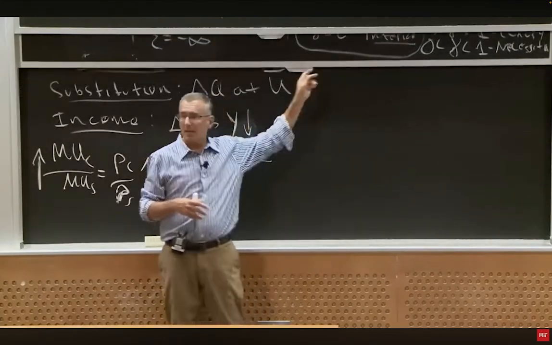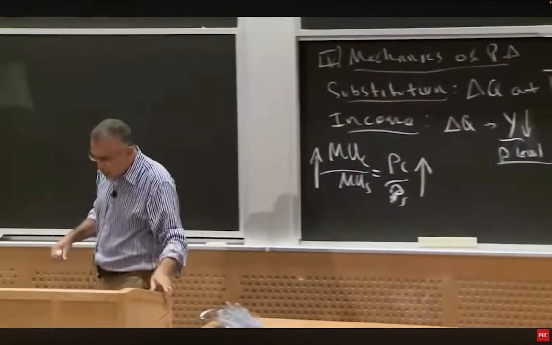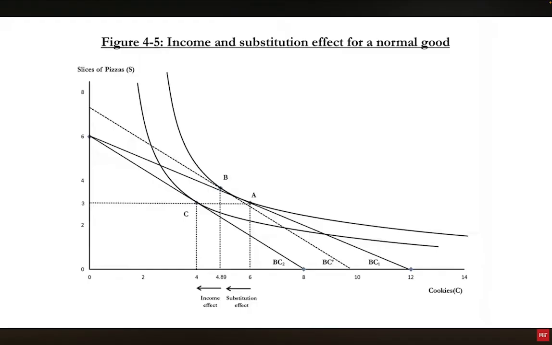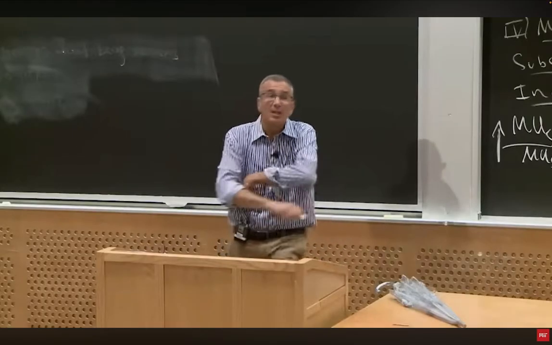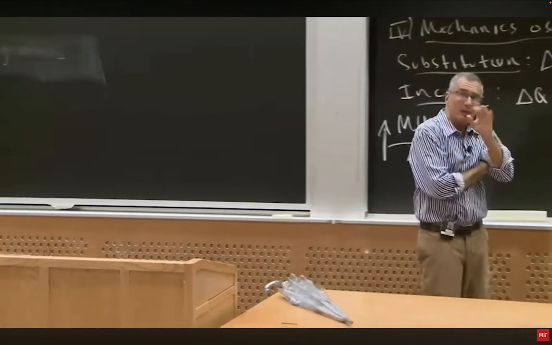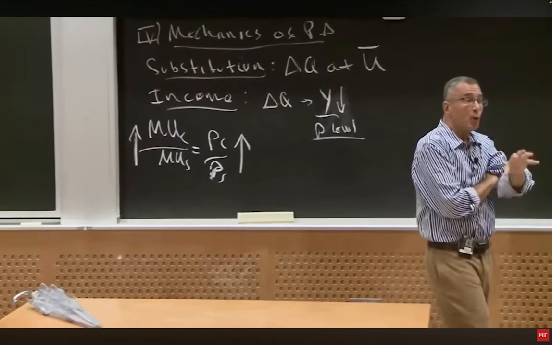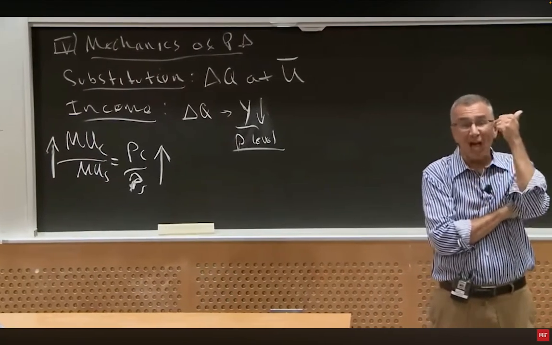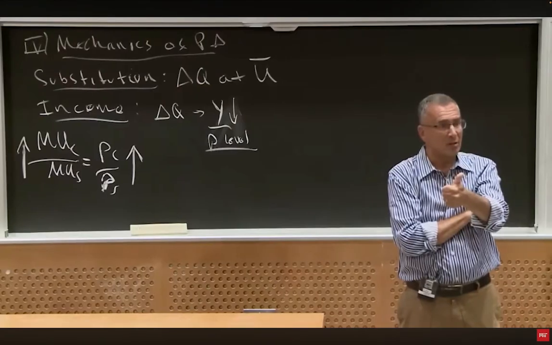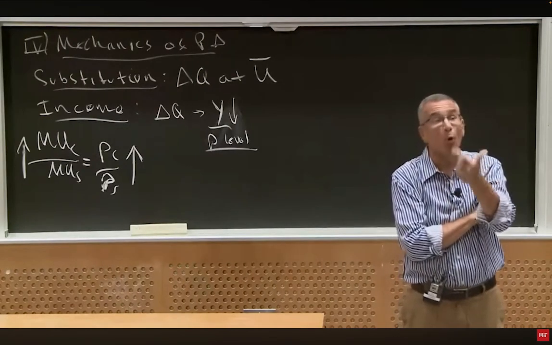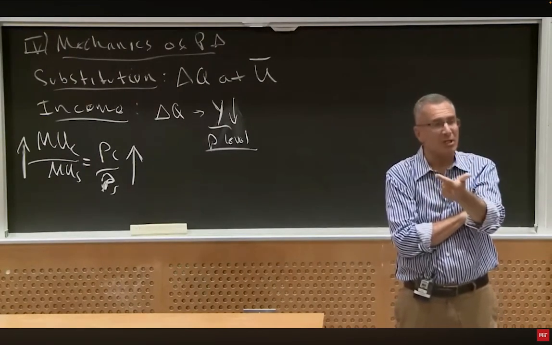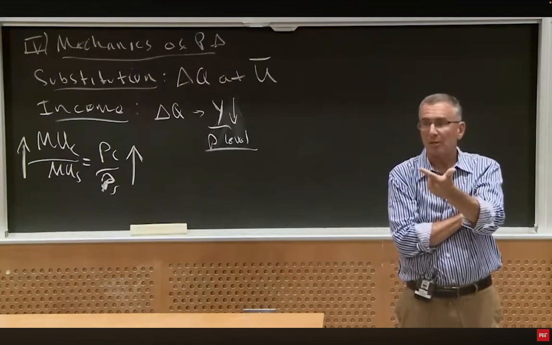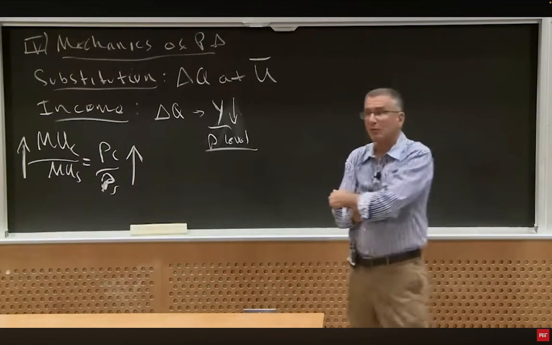Okay? In the case we're showing here, in figure 4.5, this is a normal good. So the income effect works in tandem with the substitution effect. The substitution effect, you want fewer cookies for two reasons. Here's the key intuition. You want fewer cookies for two reasons. First, cookies are a worse deal. The opportunity cost of cookies has risen. Second, you're effectively poorer. Your opportunity set is constricted. And cookies are a normal good.